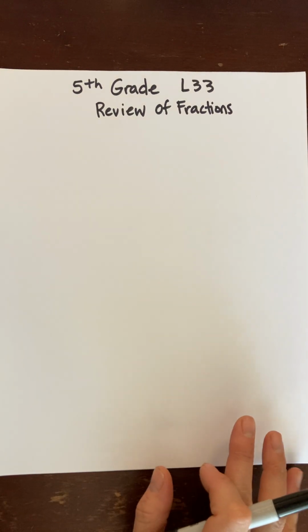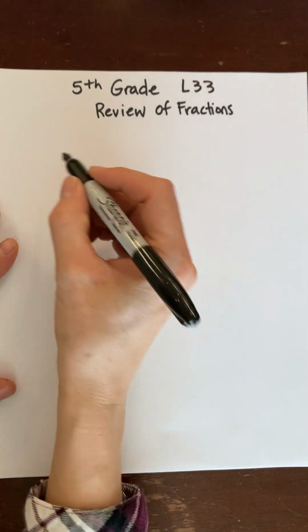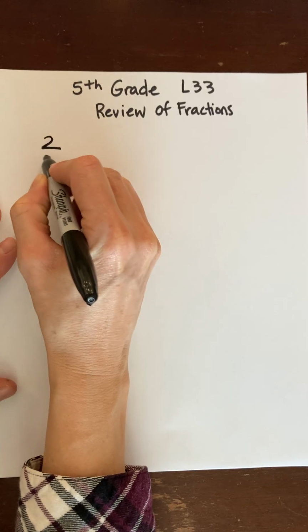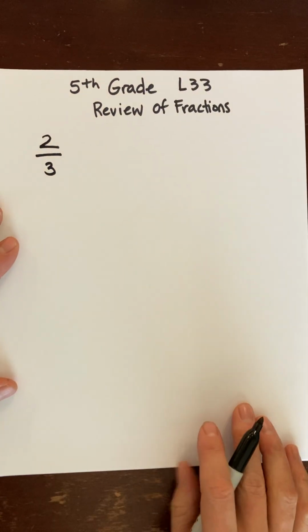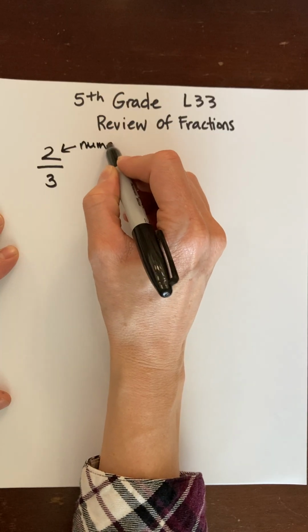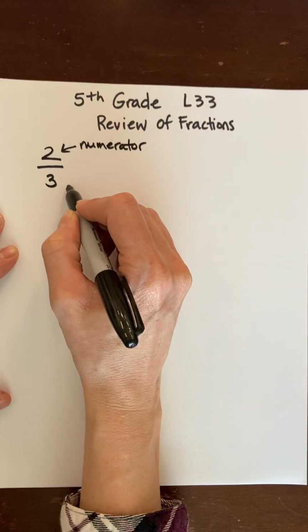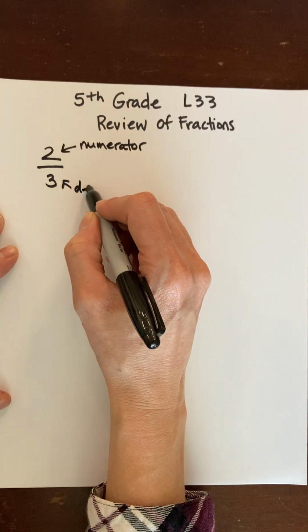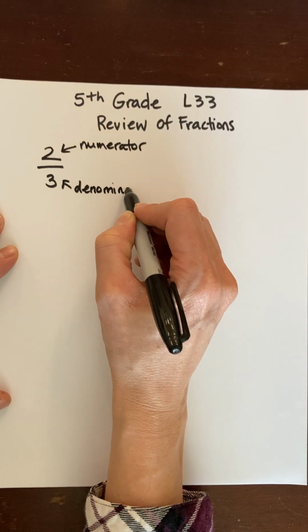All right, we're going to do a review of fractions. So to start with, a fraction looks like this. The top number is called the numerator. And the bottom number is called the denominator.